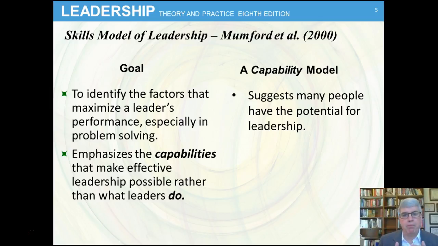What are leaders capable of? What have they learned how to do, not necessarily what they actually do. So this is a capability model, which suggests the idea that, whoa, if you develop these capabilities, you can be a leader. So this is very different than the trait model that says if you have these traits, it's more likely that you'll be a leader. It's if you develop these skills, these capabilities, you'll be more likely to be a good leader.